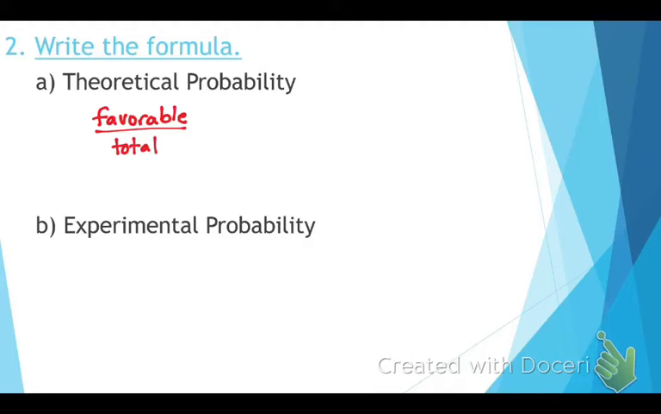All right, the next one, experimental probability. Guys, what's that formula? Successes divided by the number of trials, or the number of times that you try out that experiment. Okay, these are two formulas you guys will need to have memorized for your quiz.